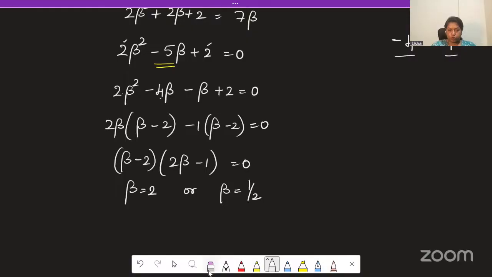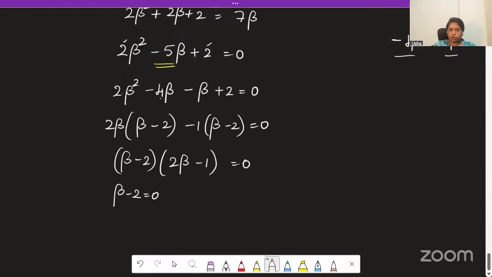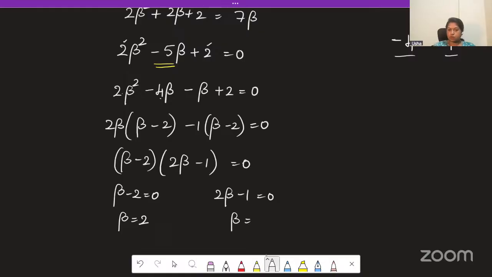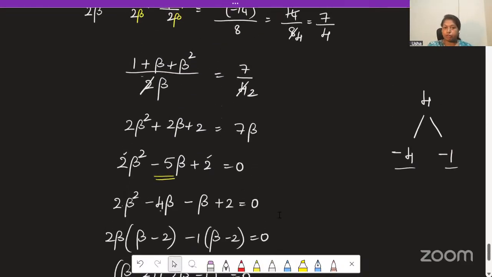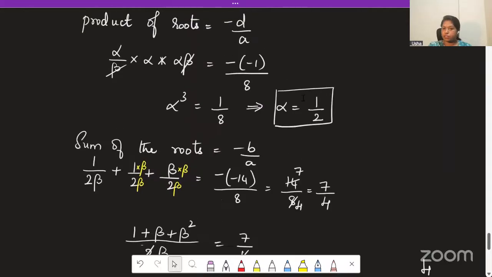I hope all of you know how to simplify this. So if product of two numbers is 0, either this term should be 0 or this term should be 0. If beta minus 2 is 0, it means beta is 2. If 2 beta minus 1 is 0, then beta is minus 1 goes here plus 1, then 2 comes to the denominator. This is the value of beta. Alpha we already have. Alpha is 1 by 2.